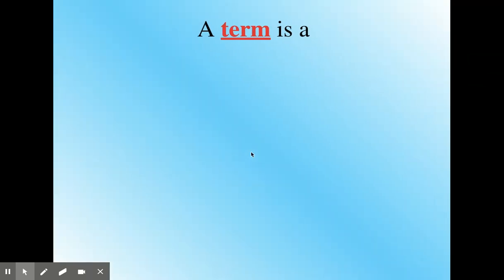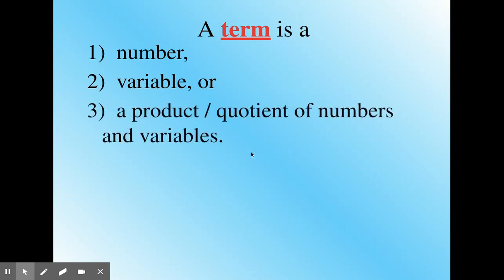Okay, let's talk about what a term is. A term is a number, a variable, or a product or quotient of numbers and variables. Examples: 5 is a term. m is a term. 2x squared is a term.